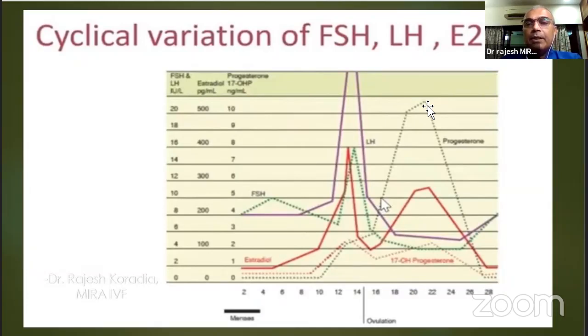And just before, maybe you can say, mid-luteal day, from there it starts declining because the corpus luteum cannot sustain that activity. So the progesterone starts falling, the estrogen also starts falling. Then again, because of the falling estrogen and progesterone, the pituitary is relieved from negative feedback, and the FSH and LH levels start increasing, which is responsible for the new recruitment of the follicle.